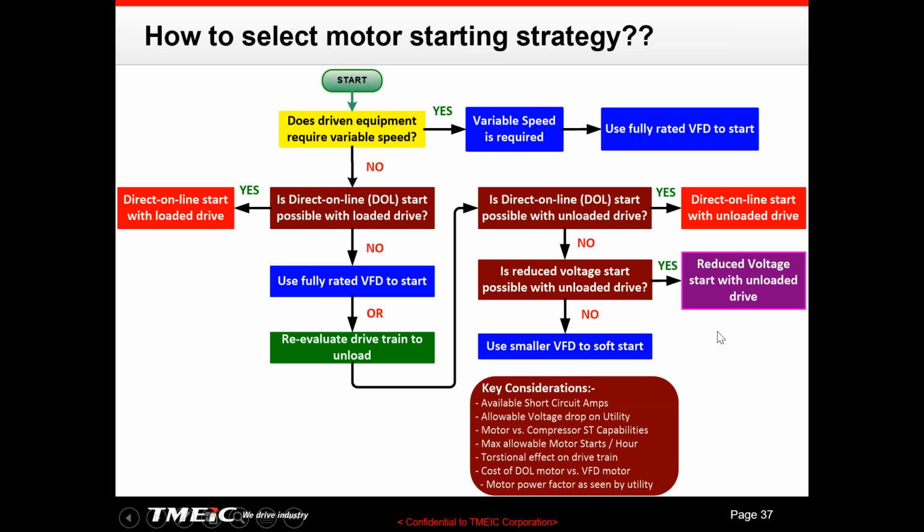Also, here are the key considerations besides this: what is the available short circuit amps, what's the allowable voltage drop on the utility, the motor versus compressor or pump speed torque capabilities, and the maximum allowable motor starts per hour. And then you also need to look at the torsional effect on the drivetrain, and the cost of the DOL motor versus the VFD motor.